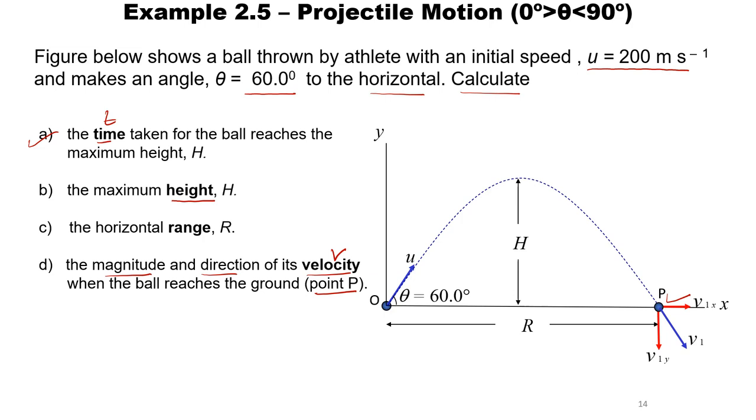We look at the figure: symbol initial velocity u, maximum height capital H, horizontal range capital R, point P, final velocity x component, final velocity y component, final velocity.